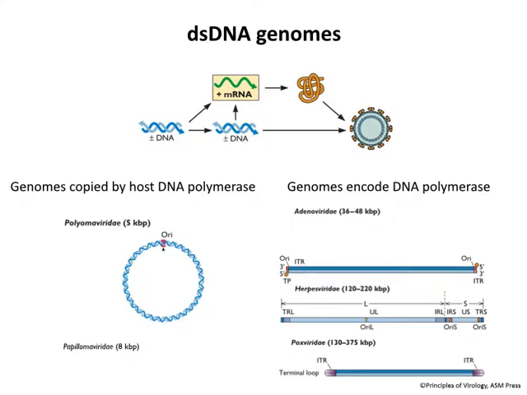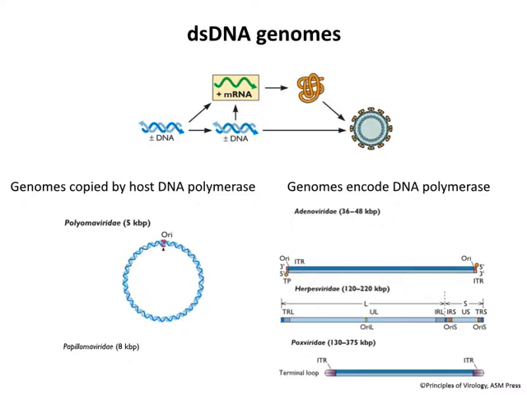There are two general classes of double-stranded DNA viruses. On the left, exemplified by the polyomaviruses and the papillomaviruses, these have circular double-stranded DNA genomes. They're rather small, 5 kilobase pairs, 8 kilobase pairs. And we'll talk a little bit about what these viruses do to you later in the course. These genomes aren't very big. They can't encode a lot of proteins. So they do not encode a DNA polymerase. They don't encode an RNA polymerase. They use those enzymes from the host.